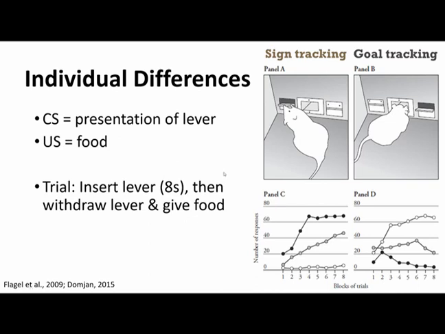And then because this is focused on number of lever presses, there's another about third of the rats that showed almost no interest in the lever. That's these white circles here.